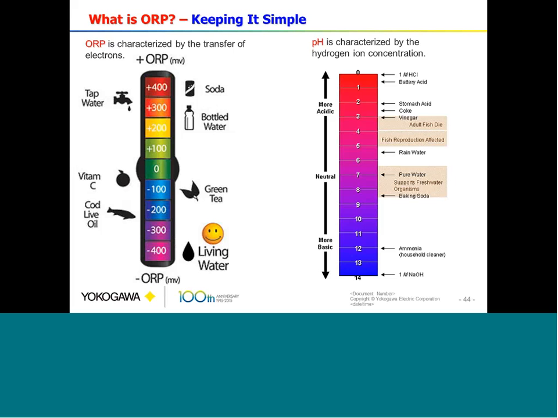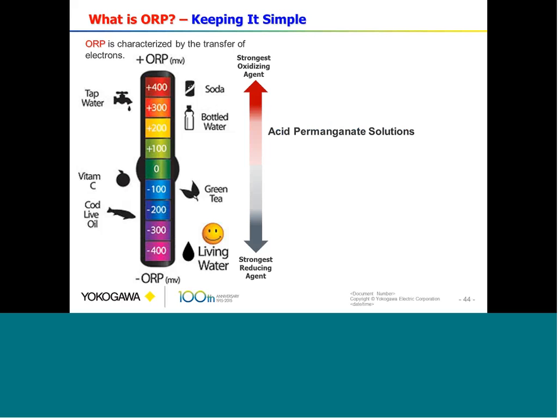Okay, ORP can be defined in the same manner. A reducing agent is capable of accepting an electron, and an oxidizing agent is capable of losing an electron. Therefore, the stronger the reducing agent, the more negative the ORP, and the stronger the oxidizing agent, the more positive the ORP. For example, acid permanganate is strongly oxidizing and attracts electrons, and so it's highly positive, and sulfite solutions, which are strongly reducing and pushing electrons into the electrode, are strongly negative.